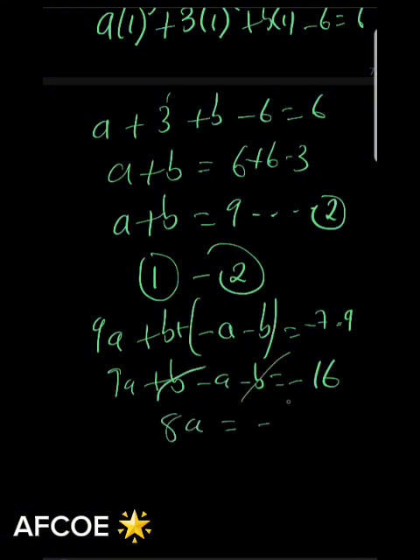So we get 8a equals negative 16, and your a will be equal to, take negative 16 over 8, which will give you negative 2. So our a equals negative 2.